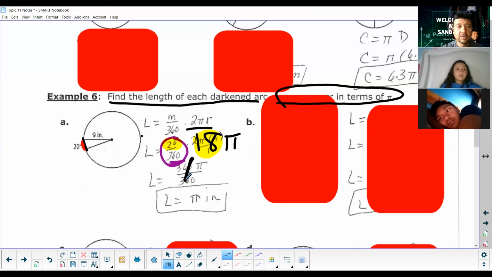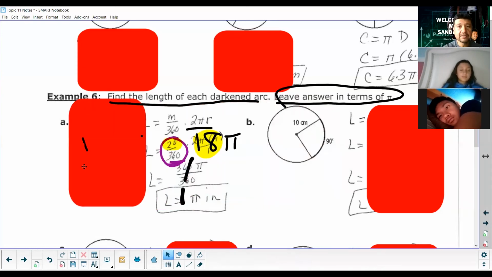1, exactly. So that's really just 1 pi that's left. All right, good. Now let's move on to the next one.